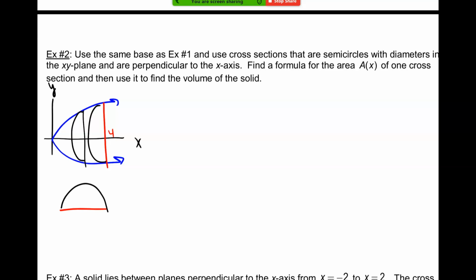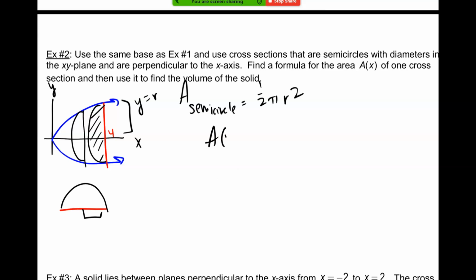Okay, so we know the area is going to be a semicircle. So the area of a semicircle, remember that's a half circle, is just going to be 1/2 pi r squared. Now the radius is going to be half this length. Well, half this length is going to be whatever our y is. So the radius is going to be our y value. So the function for my area is going to be 1/2 pi times the y value, square root of x, squared. So the function to find area is just going to be 1/2 pi times x.